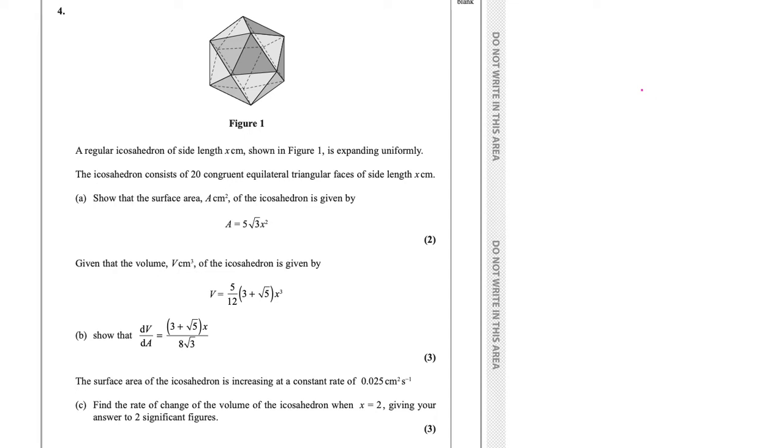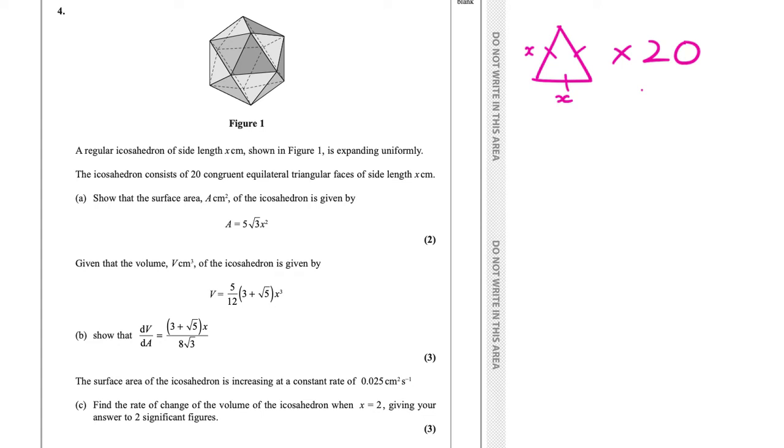Of side length 8 centimetres, shown in figure 1, is expanding uniformly. The icosahedron consists of 20 congruent equilateral triangular faces of side length 8. First of all, what do we know? We want to find the surface area. We know there are 20 equilateral triangles, and this is going to give me my surface area. Everyone should be able to write this. Now, the side length is x.